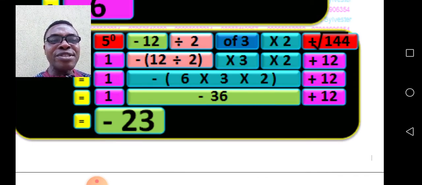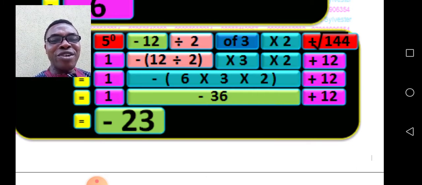And then, of course, we can go ahead and deal with "of". So divide comes first, and your "of" has turned to times there. Okay, so we have times 3 and times 2. So I do my divide first, and so you have 12 divided by 2 to be 6. Then times 3 and times 2, all under the minus sign. So 6 times 3 times 2 is 36. And then that's minus 36.